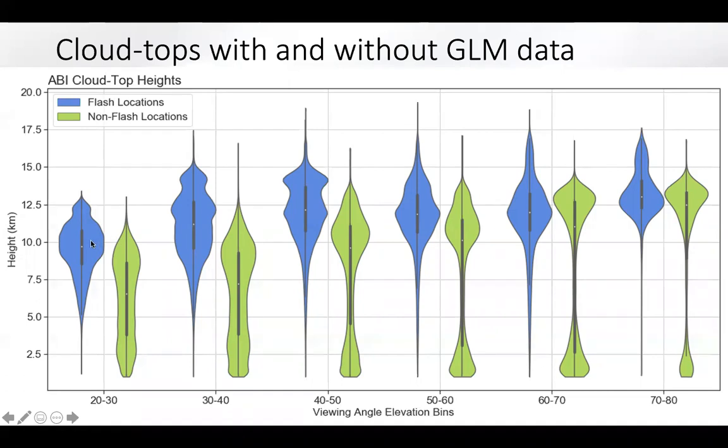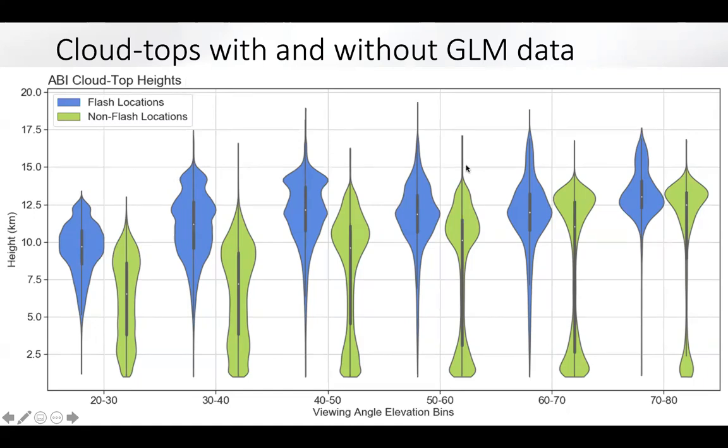All of the green violins for each bin represent all ABI cloud tops that did contain GLM flashes in our data set, while the other violin plots represent the cloud tops that were randomly sampled that did not contain GLM data. So really we're comparing the flash locations versus the non-flash locations with respect to our cloud tops. This is looking at cloud top heights in the first image here.